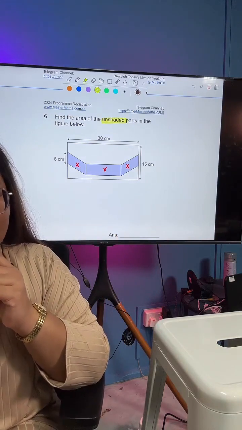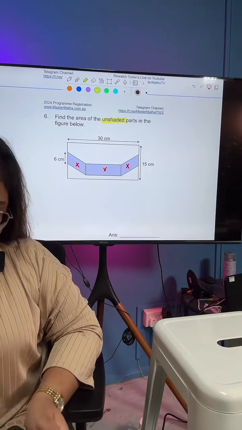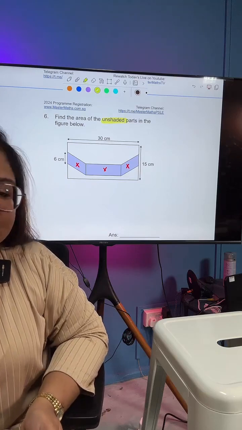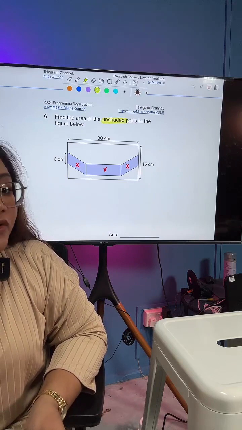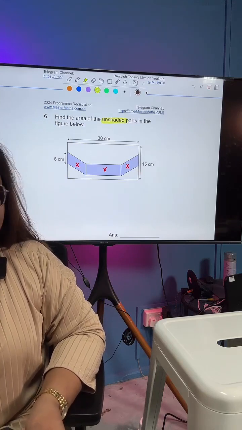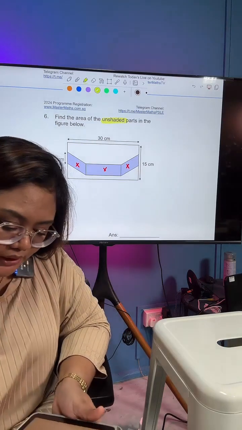Cut already, then paste what? 6 times 30, not quite what we want. Alright, no need to take 30 times 15 also. Okay, I'm going to teach you a very interesting way.